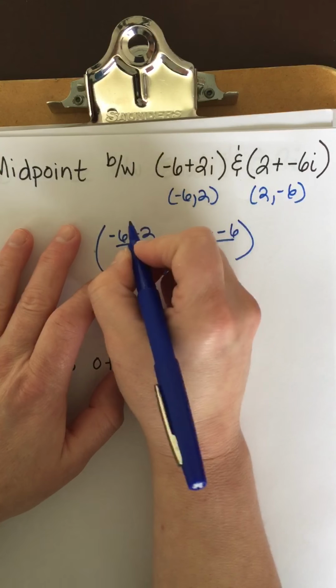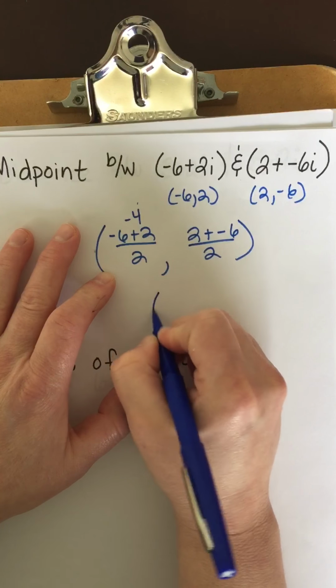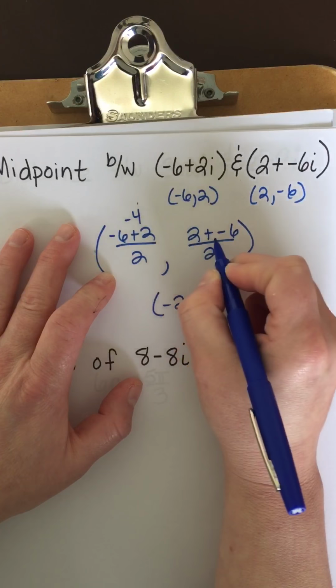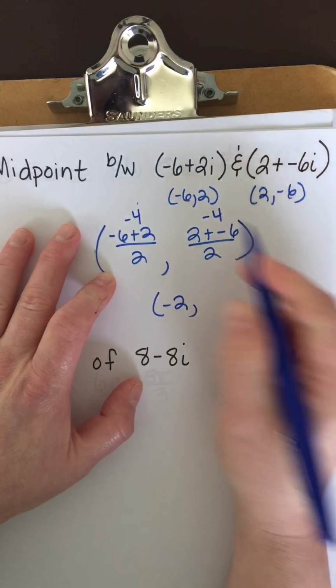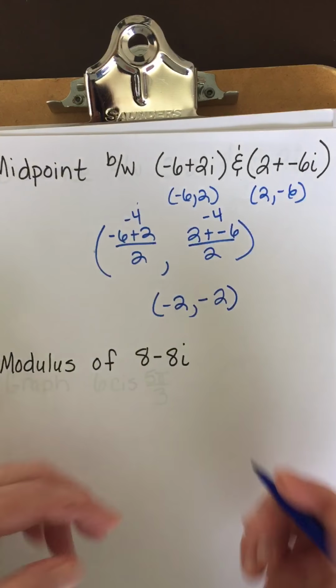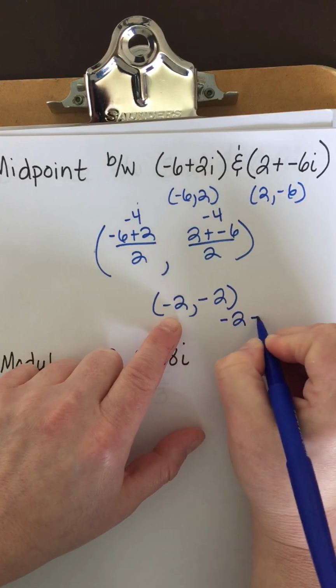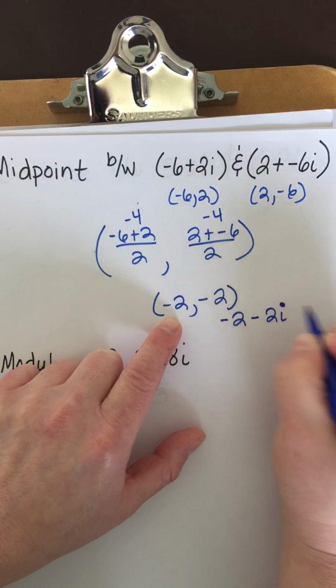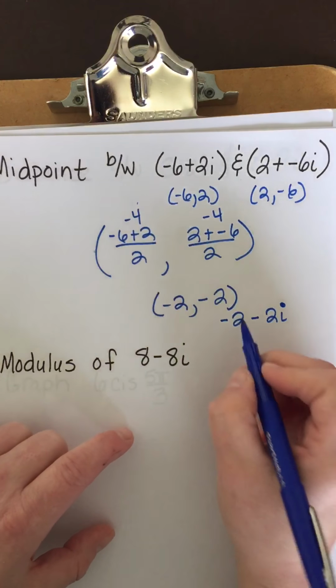Negative 6 plus 2 is negative 4. Negative 4 divided by 2 is negative 2. 2 plus negative 6 is also negative 4. Negative 4 divided by 2 is negative 2. I'm going to write that back as a complex number, so negative 2 minus 2i. And that's it.